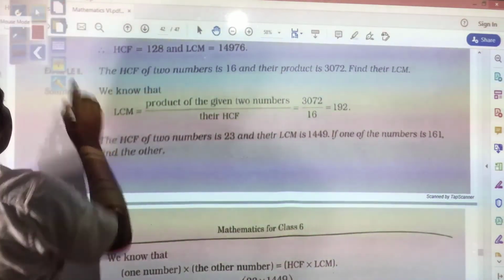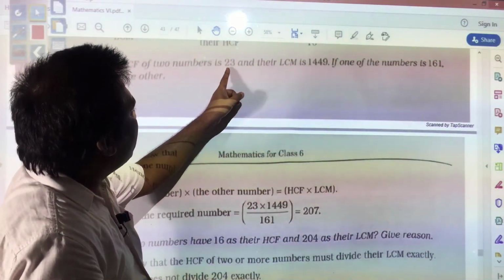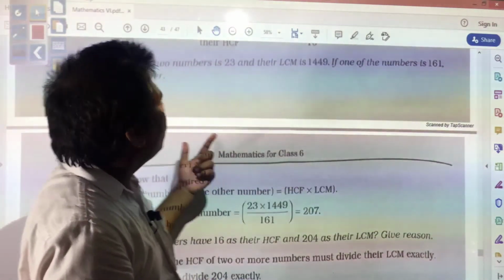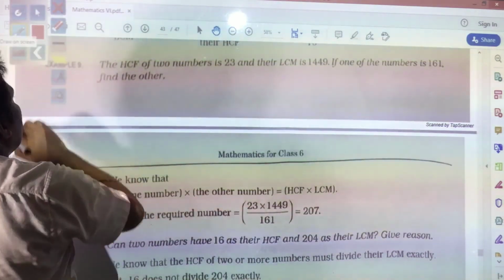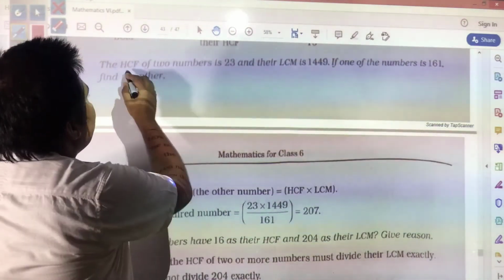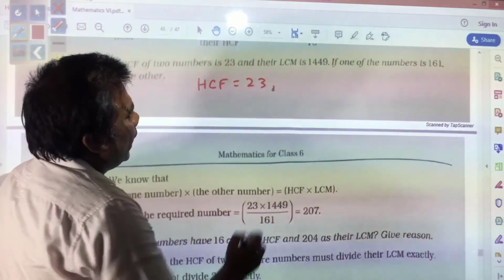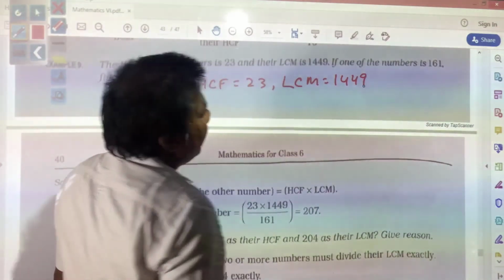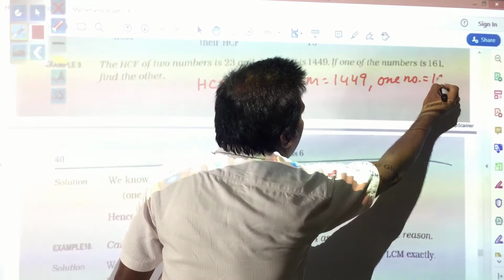Next you see, the HCF of two numbers is 23 and their LCM is 1449. If one of the numbers is 161, find the other. Again you see, you just need to know what has been given and what you need to find out. So, HCF of two numbers has been given, that is 23, LCM has been given, that is 1449, and one number has been given, that is 161.